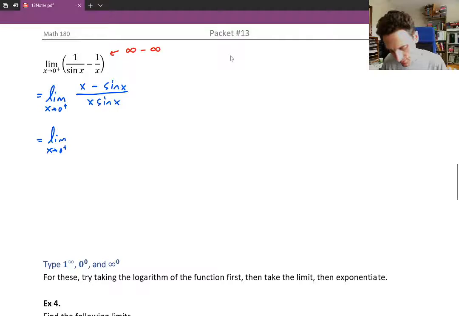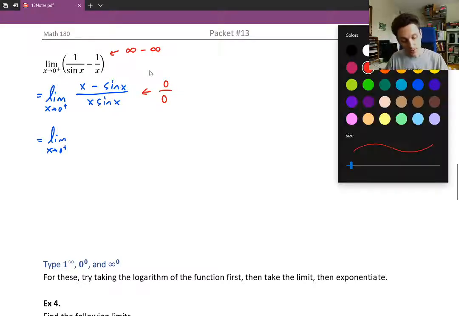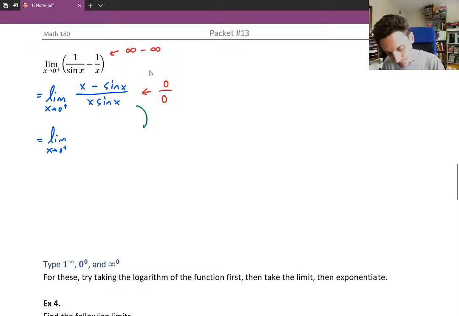Now the first thing you'd want to do is think about what kind of limit you have now. If you plug in 0, you end up getting 0 on the top and 0 on the bottom. So we can use L'Hopital. And hopefully that will simplify what's inside the limit.